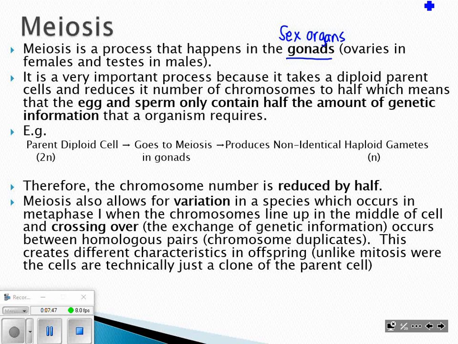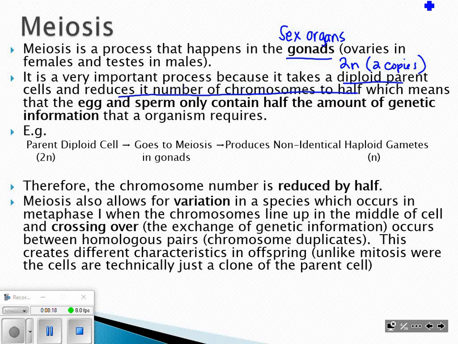So meiosis is really important because it takes that diploid parent, and diploid meant 2N, right? And that meant 2 copies of the chromosomes. So N basically means the number of chromosomes. So it takes that diploid cell and reduces the number of chromosomes by half. Okay, so that means the egg and the sperm only contain half the amount of genetic information that an organism requires.